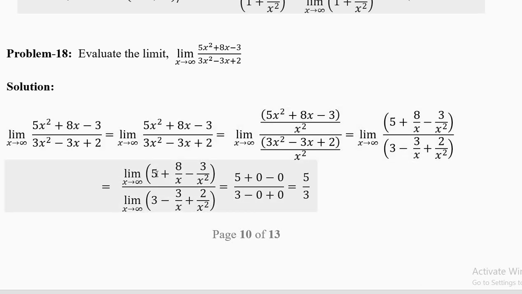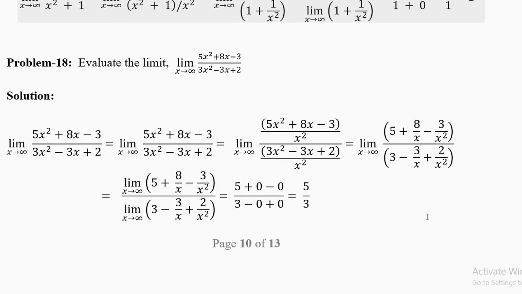X going to infinity, copy the number. Whatever number here you have, 5, copy 5. Here you have 3, copy 3. 8 divided by a big number is 0. 3 divided by a square of a big number is again 0. We write minus 0. 3 divided by a big number is 0. 2 divided by a square of a big number is 0. So 5 plus 0 minus 0 is 5. 3 minus 0 plus 0 is 3. 5 divided by 3. Stop there. Do not write 1.66.